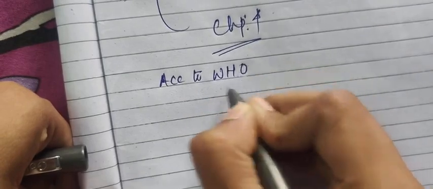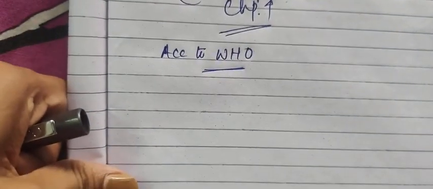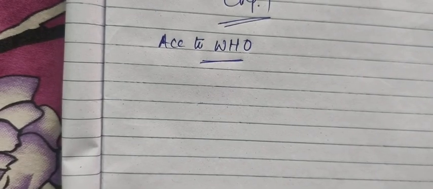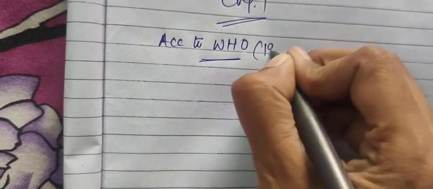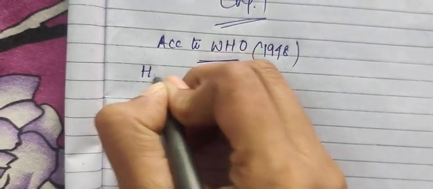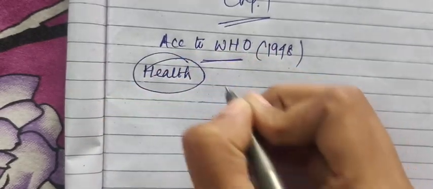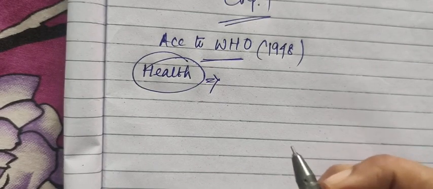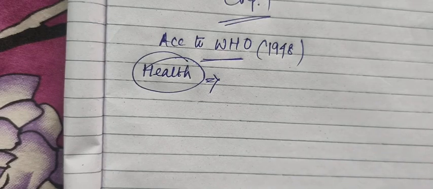According to WHO, World Health Organization, in the year 1948, they described the definition of health. So first we should know the meaning of health, because we are going to study reproductive health. We all know the meaning and need of reproduction, but first we should know what is the meaning of reproductive health.